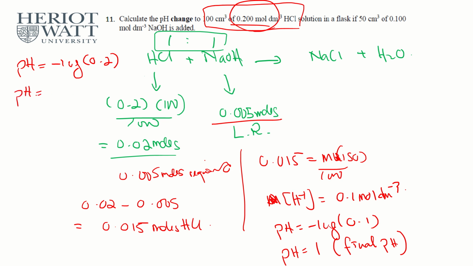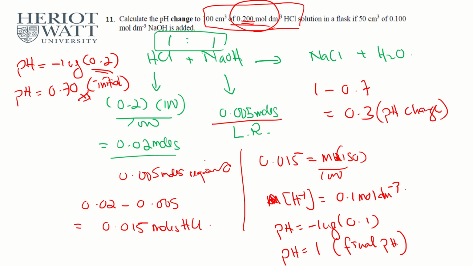So then we get pH equals negative log 0.2, which is 0.69, so the initial pH is 0.7. That's the initial pH. We use the initial concentration here. See that? Okay. Initial pH is 0.7. Final pH is 1. So what is the change here? 1 minus 0.7. The change is 0.3. So pH change is 0.3. Simple. Alright.